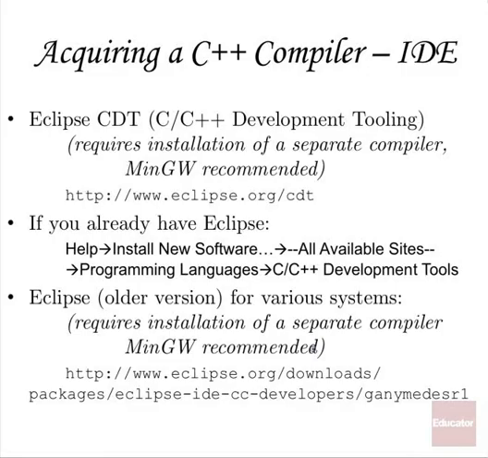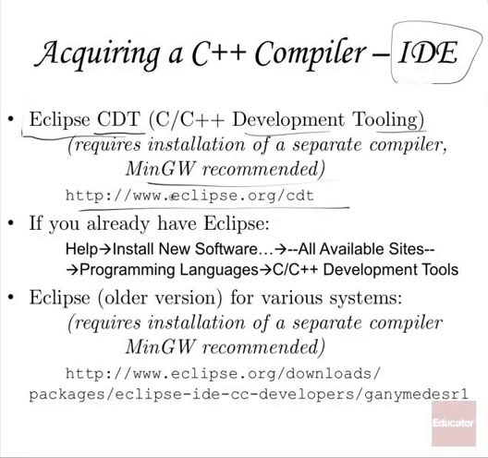Now we have an integrated development environment, the IDE. Eclipse is my favorite. There's a bunch of other ones out there. You get the Eclipse CDT, which is the C++ development tooling, and it requires the installation of a compiler. And again, I'll be using MinGW for the class. So go to this website, www.eclipse.org/CDT, to get the CDT version of Eclipse.